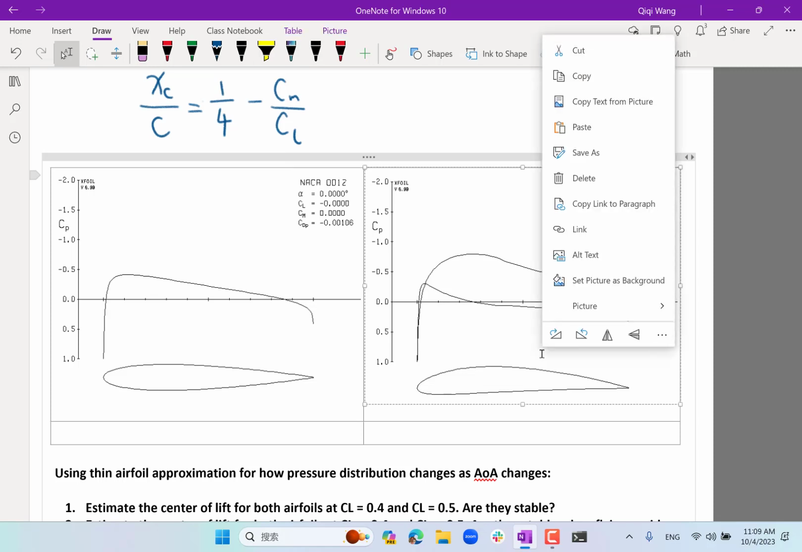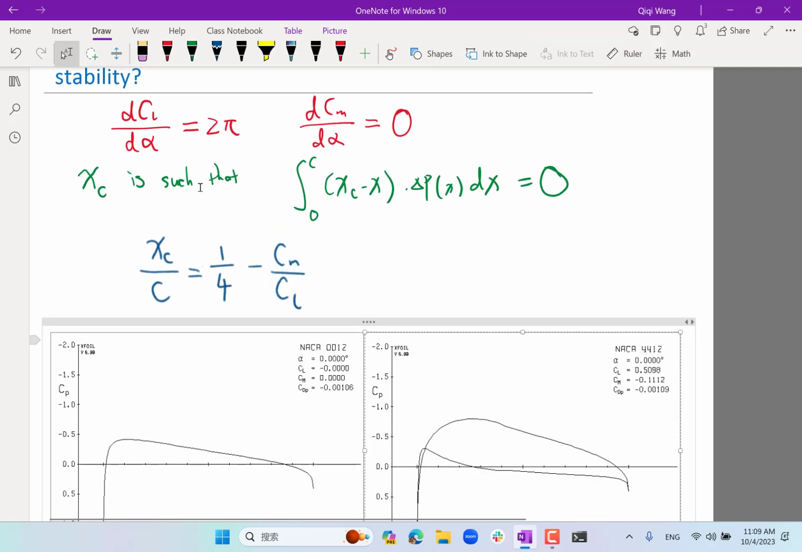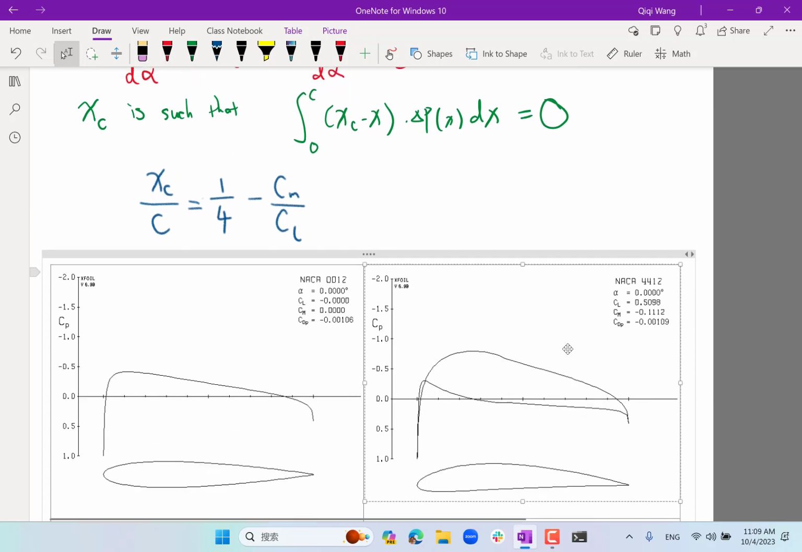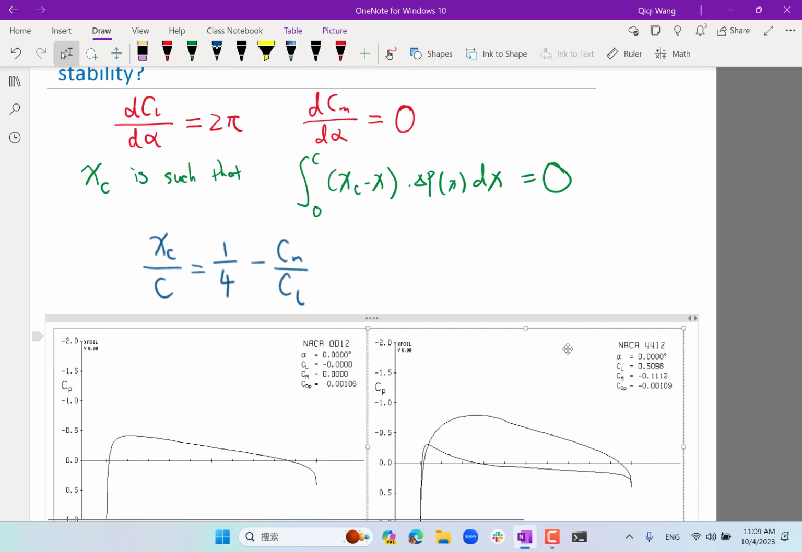For a symmetric airfoil with Cm equal to 0, right? We know this is at 0 degree angle of attack, but dCm d alpha equal to 0, right? So the Cm should always stay around 0, no matter what Cl is going to be, right? Cm is equal to 0. So that means according to this formula, xc should always be at the quarter chord. Okay, now a slightly more difficult question is for this airfoil, right? What is the center of lift for this airfoil, NACA 4412 at CL 0.4 and 0.5? That requires just a little bit of calculation.